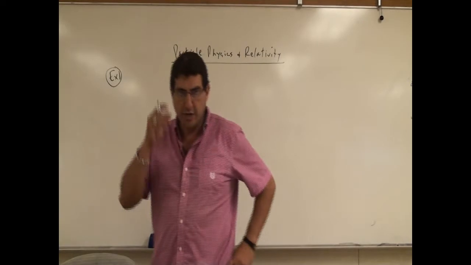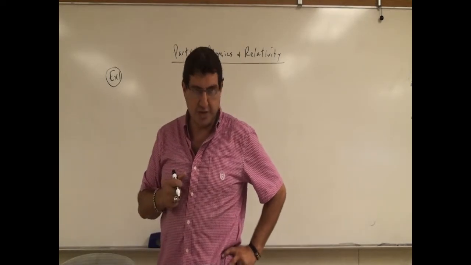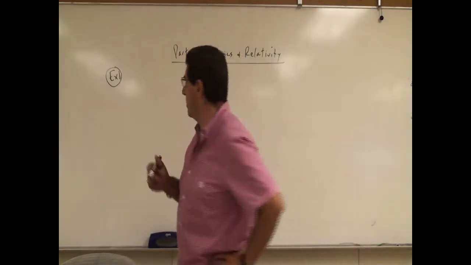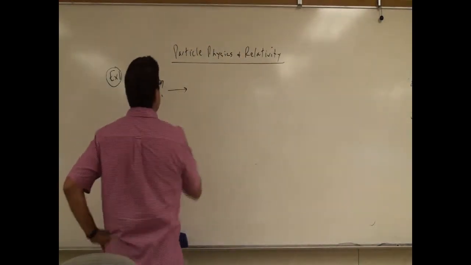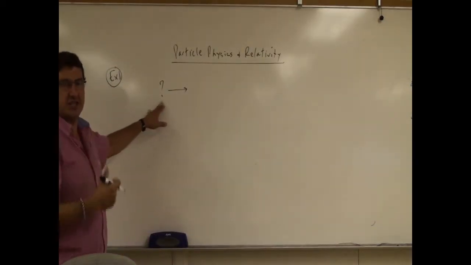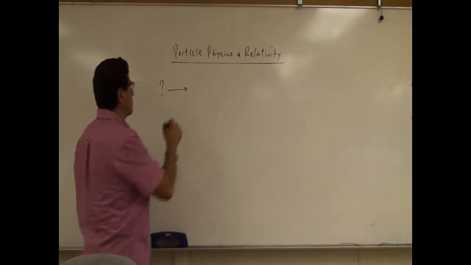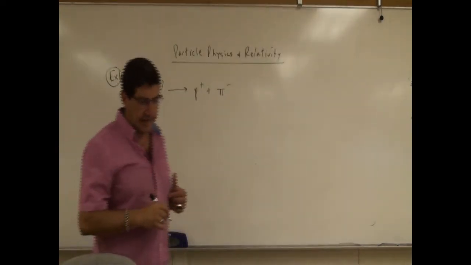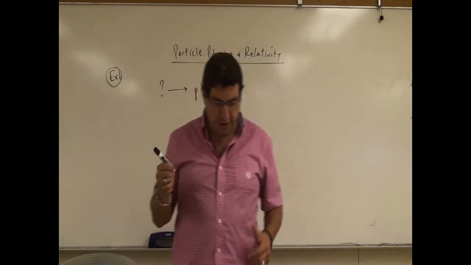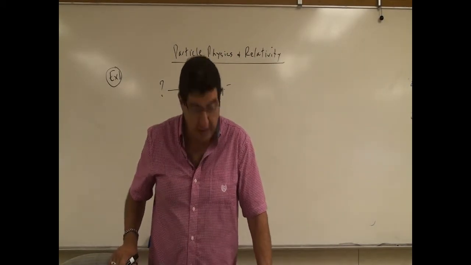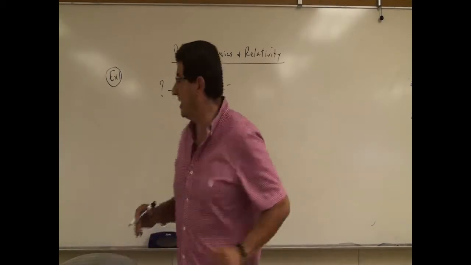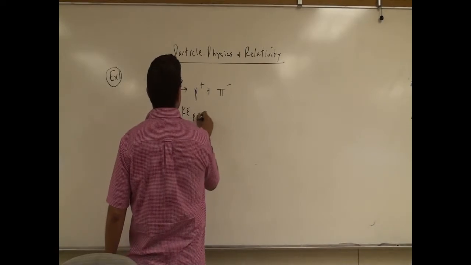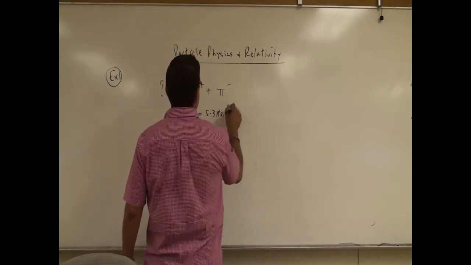So in this problem, we are given a scenario. It says a neutral particle decays into a proton and a negative pion. The particle is not traveling, it's just standing still, but it's a spontaneous decay of the particle into a proton and a negative pion. It's also giving you one other piece of information: the proton has a kinetic energy of 5.3 mega electron volts. So the kinetic energy of the proton is equal to 5.3 MeV.